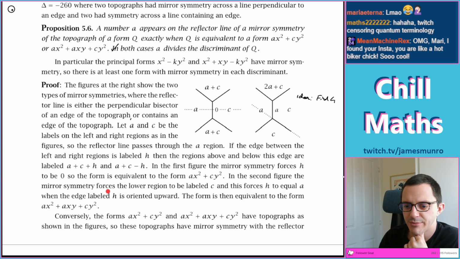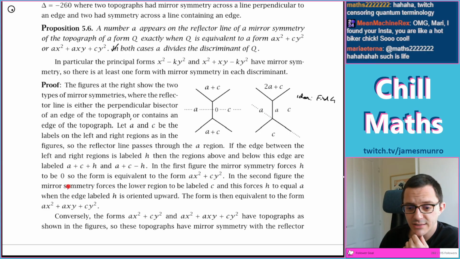In the second figure, the mirror symmetry forces low rigid of C. This was HBA, and so it's equivalent to this. Once you know the value H, we can talk about a kind of canonical form for what that is. Conversely, these have topographs as shown in the pictures. They have mirror symmetry. Okay, that's good.